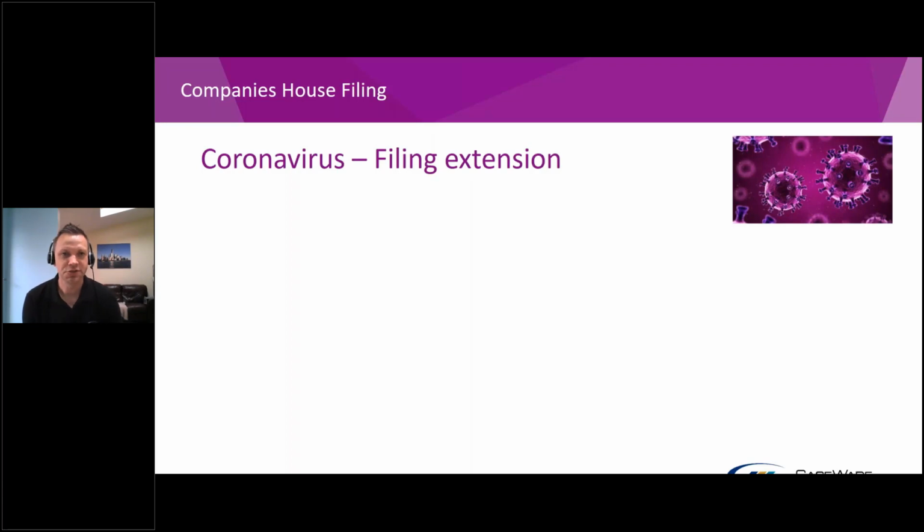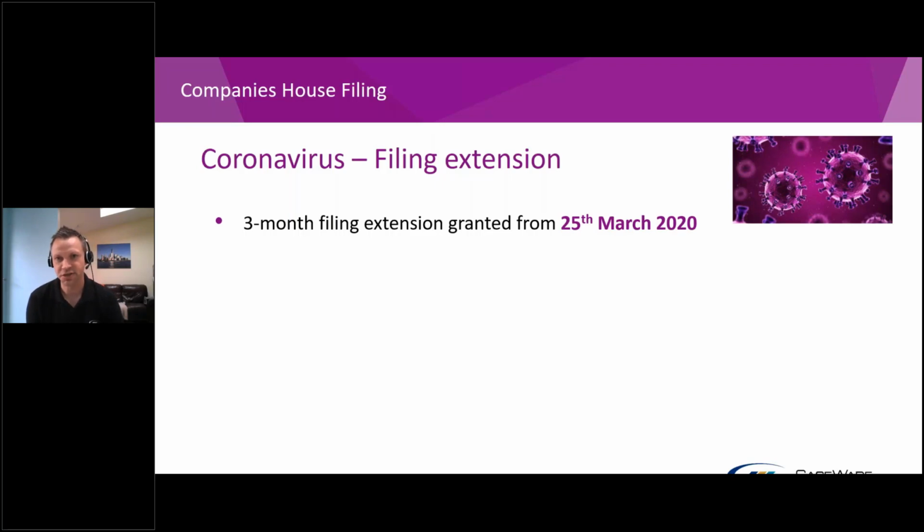So moving on then to the coronavirus filing extension, which is available, and I'm sure most of you are aware that a 3-month filing extension was granted from the 25th of March, which unbelievably is about 5 weeks ago now. Been in lockdown for that long. So I would imagine those of you with filing deadlines of the end of March potentially have already claimed this extension, and perhaps those with an April filing date might be looking to do so as well.